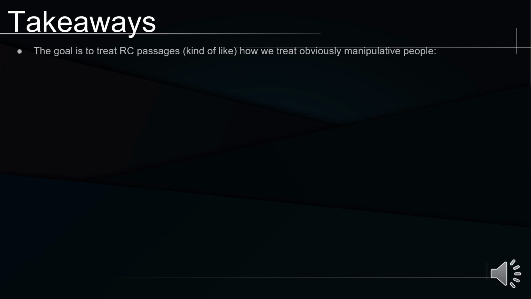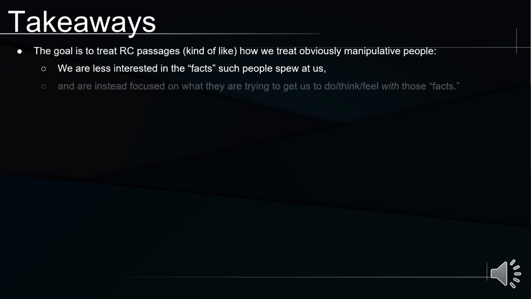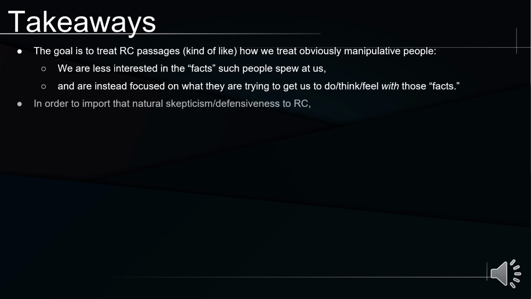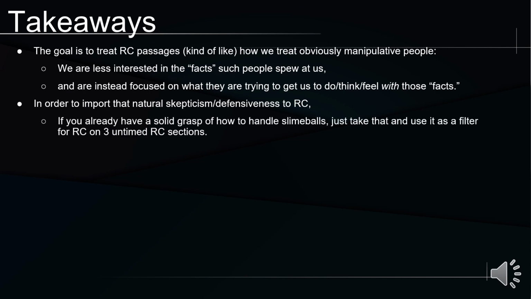So even though this was a short lesson, I'll still try to sum up everything into a takeaway slide here. The goal, again, is to treat passages kind of like how we treat obviously manipulative people. We are less interested in the facts that such people spew at us, and are instead focused on what they are trying to get us to do, think, and feel with those facts. So again, not what is being said to us, but why it's being said to us. In order to import that sort of natural skepticism and defensiveness that I think all of us are born with to the reading comprehension section, if you already have a solid grasp of how to handle these people, just take that and use it as a filter for RC on 3 untimed RC sections.